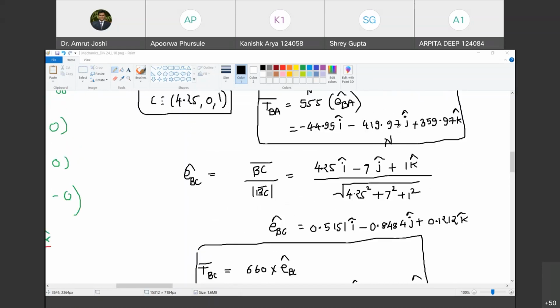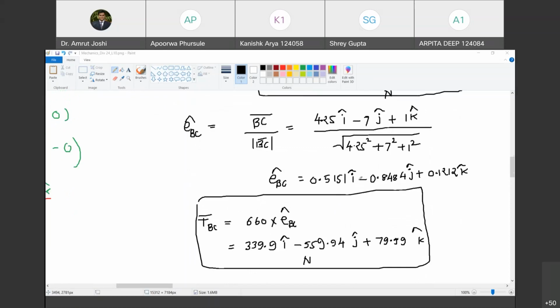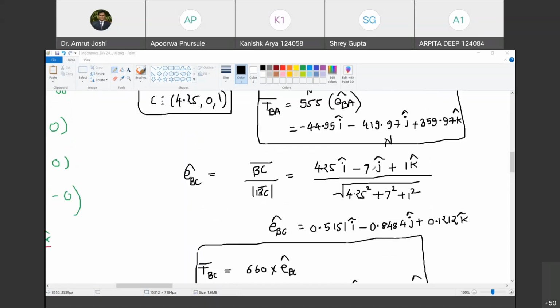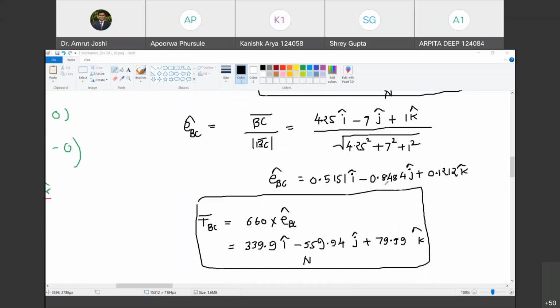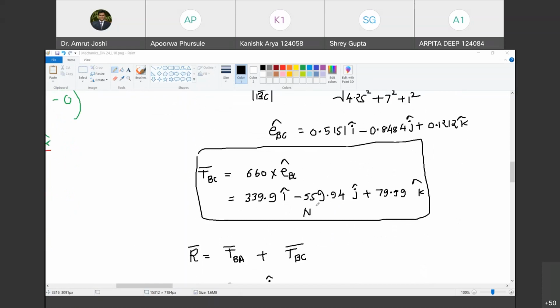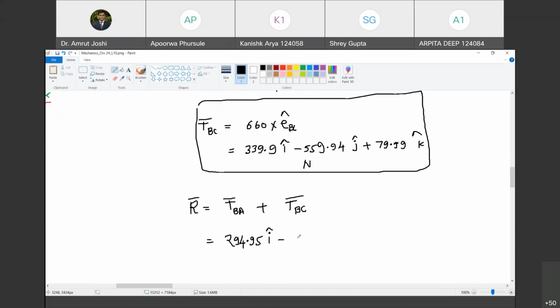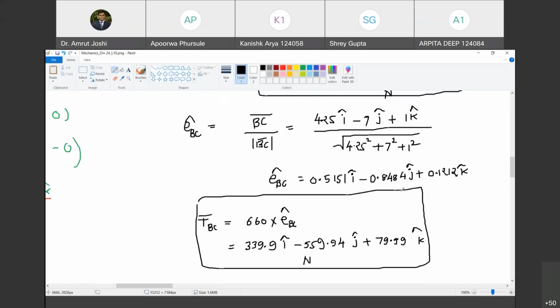Then we have to add J cap coefficient. Now J cap coefficient both are negative, so we are going to have addition: 419.97 plus 559.94. So how much is that? Minus 979.91, yeah, with negative sign. So 979.91 J cap. Happy?